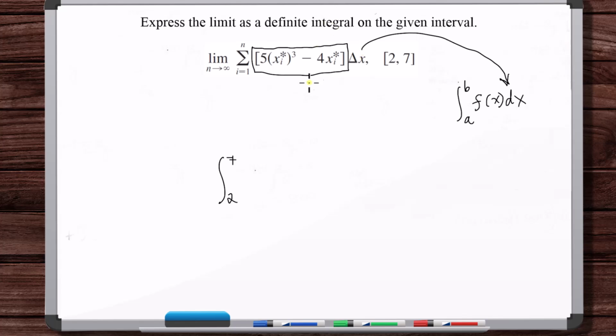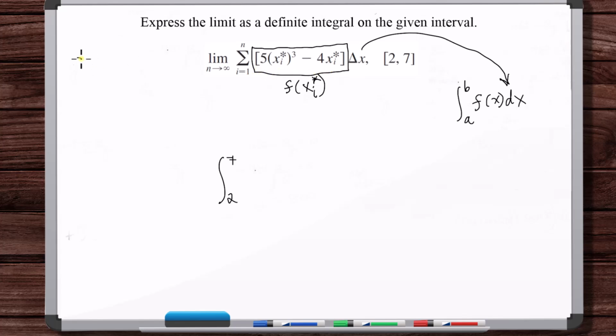And so what that's showing us is that you're taking xi star, which is whatever point you want, and plugging that into the function. So this is f of xi star. They just plugged xi star into the function. They're saying for each rectangle, for i equal to whatever the number is, evaluate the function at any point you want within the interval. So with that, we can see what the function is.